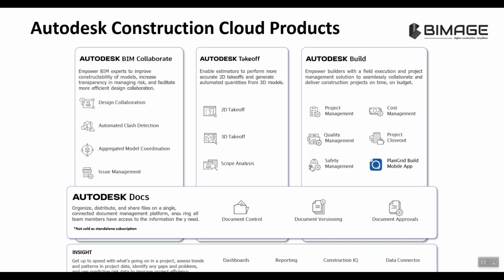Say ACC is like an umbrella. Under the umbrella, we have so many products, majorly BIM Collaborate, Takeoff, and Build. Whatever you are seeing horizontally, the first two from the bottom, Insight and Autodesk Docs, are common products whenever you have access to any of the ACC products like Collaborate, Takeoff, or Build. Now, today we are going to discuss in more detail Autodesk Docs.